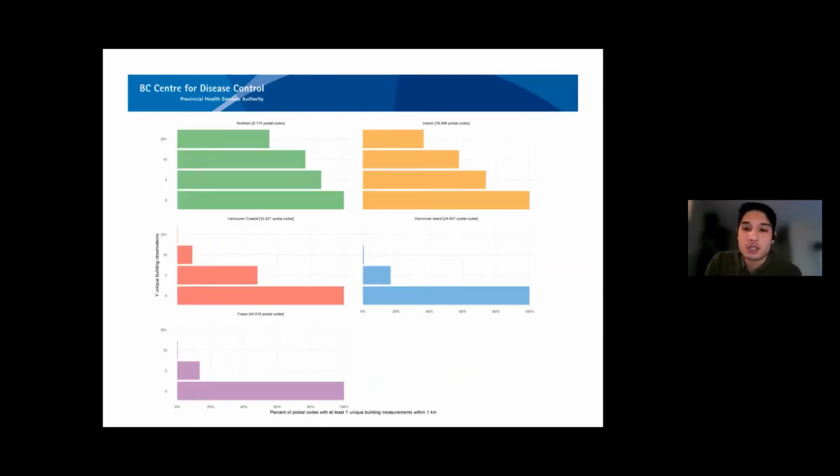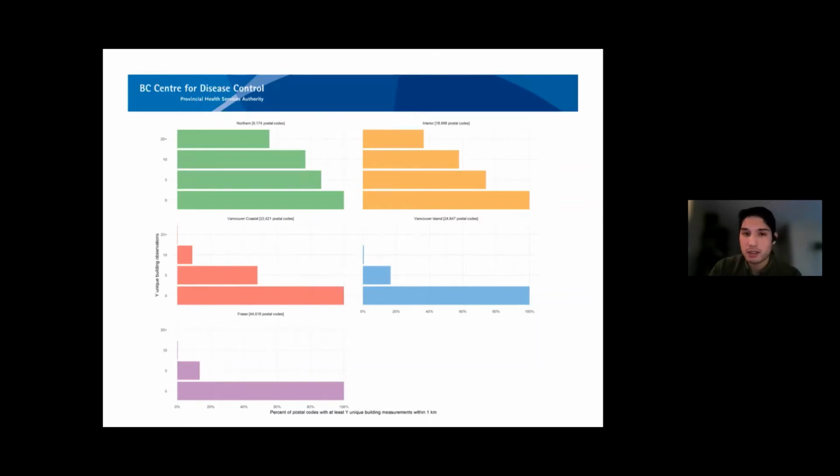So a common resolved spatial unit for geographic linkage is postal code. So another way to think about data availability and spatial coverage with higher resolution is the proportion of postal code points that have an observation nearby. And I apologize for the fairly small text on this slide here. Hopefully it's decently readable. This is the percentage of postal codes that have a given minimum number of unique building measurements that we were able to geocode within 1 kilometer, and is stratified by health authority.